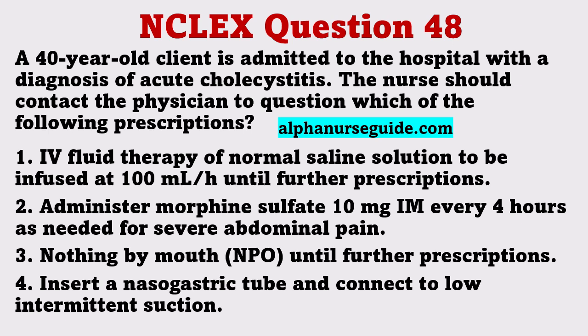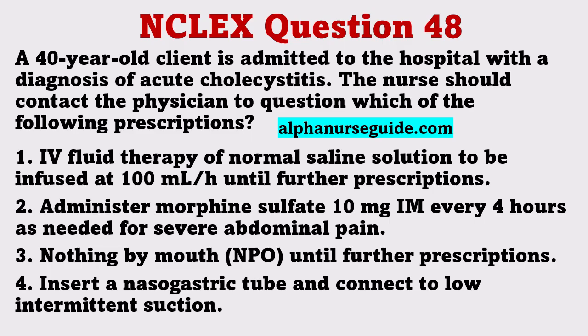The correct answer is 2. Administer morphine sulfate 10 mg IM every 4 hours as needed for severe abdominal pain. A nurse should question the prescription for morphine sulfate because it is believed to cause biliary spasm. Thus, the preferred opioid analgesic to treat cholecystitis is meperidine.